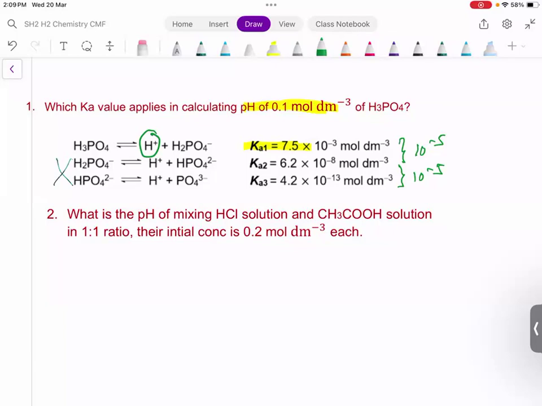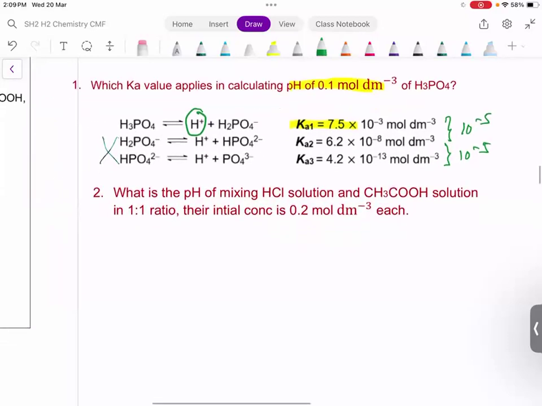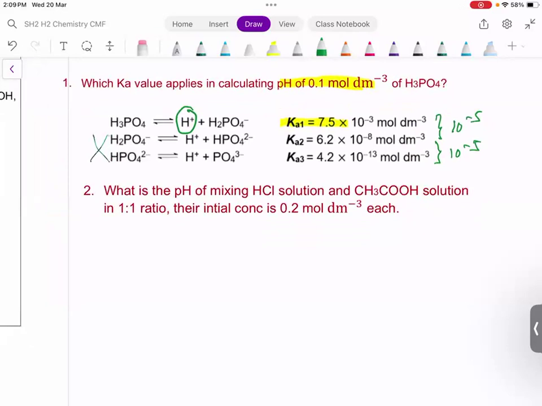Okay, never mind. Skip. Let's look at question number 2. What is the pH of mixing HCl solution and ethanoic acid solution in 1:1 ratio, given that their initial concentration is 0.2 mol per dm³ each? Don't need a calculator. You should be able to tell me the answer. What's the pH value?